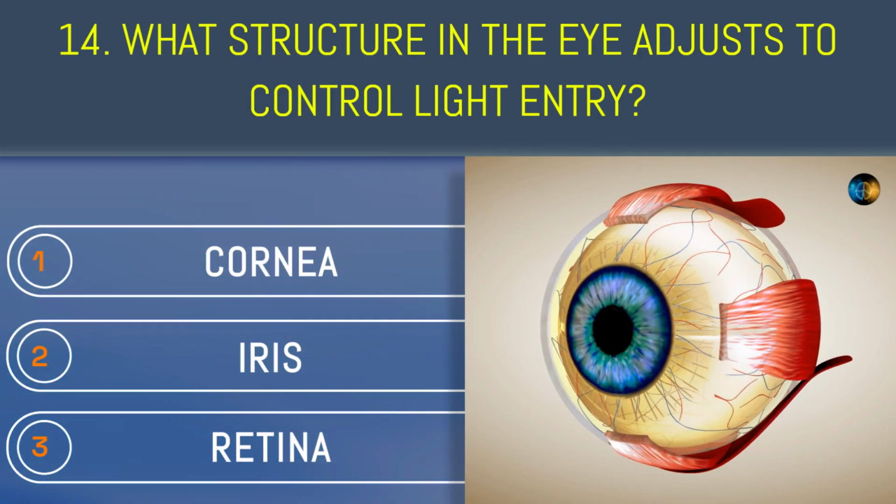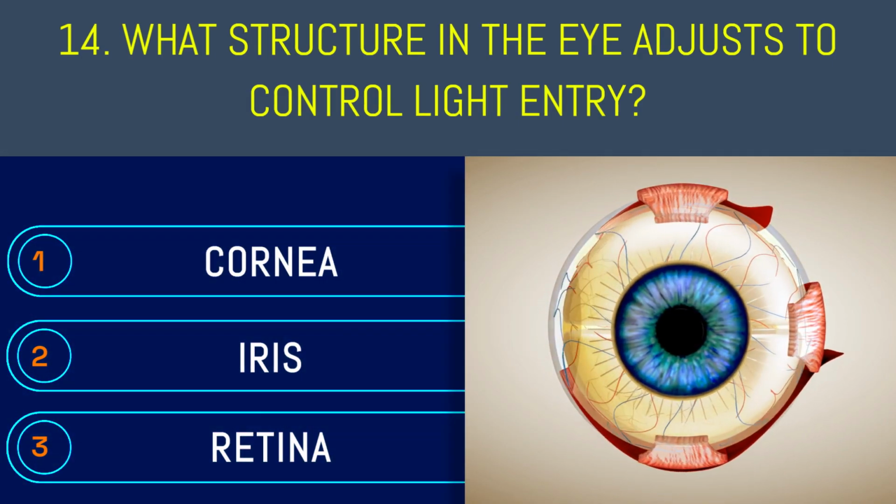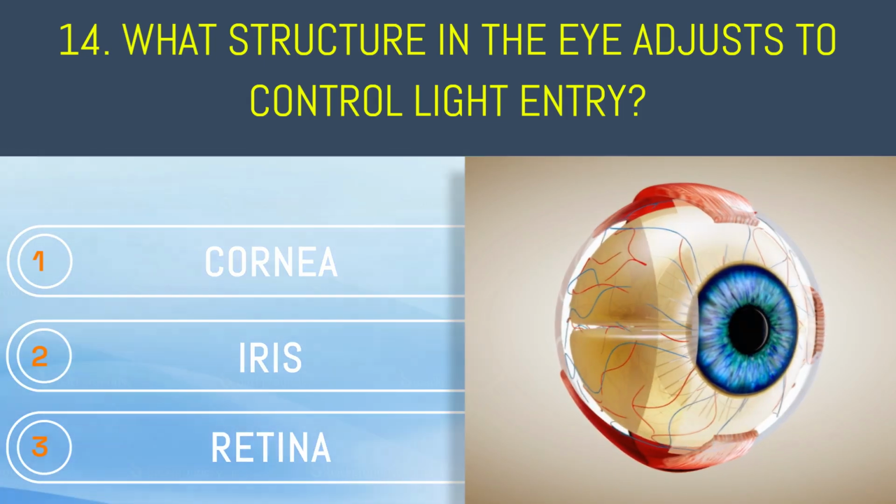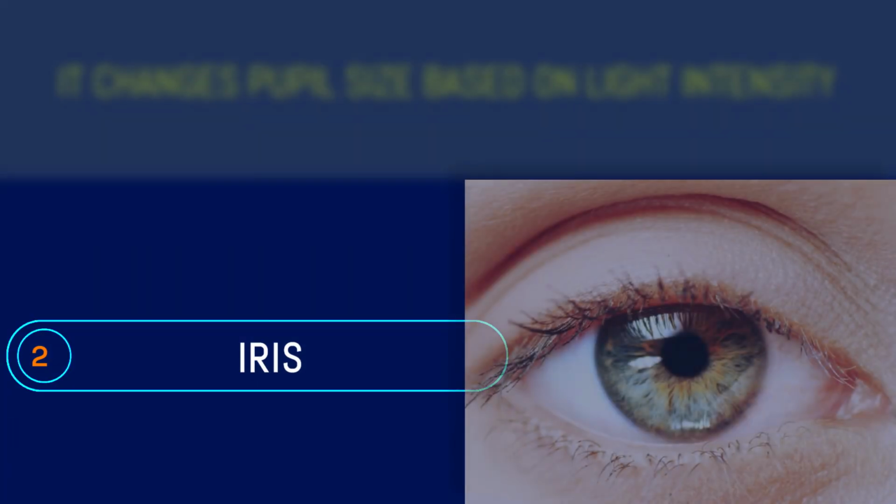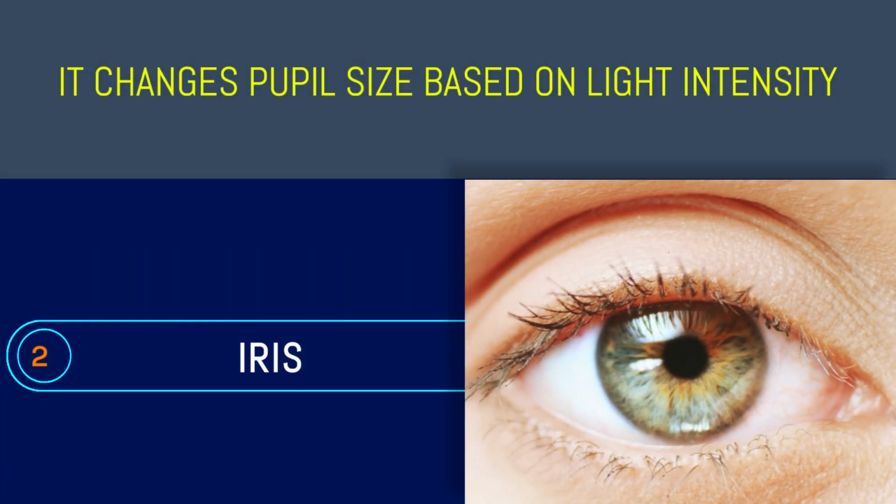What structure in the eye adjusts to control light entry? Cornea, iris, or retina? Iris. It changes pupil size based on light intensity.